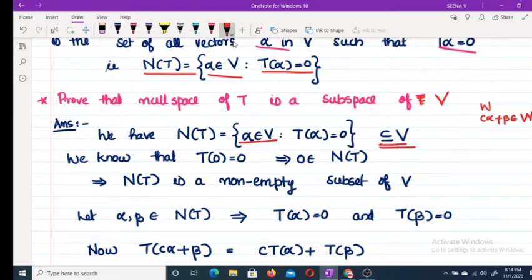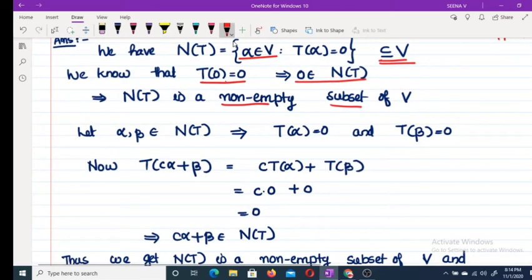Now we know that T of 0 equal to 0. We have this property. Therefore, clearly 0 belongs to N of T. Therefore, N of T is a non-empty subset of V because 0 belongs to N of T. So now take two elements alpha, beta belongs to N of T. Then alpha belongs to N of T means T alpha equal to 0. Beta belongs to N of T implies T beta equal to 0.